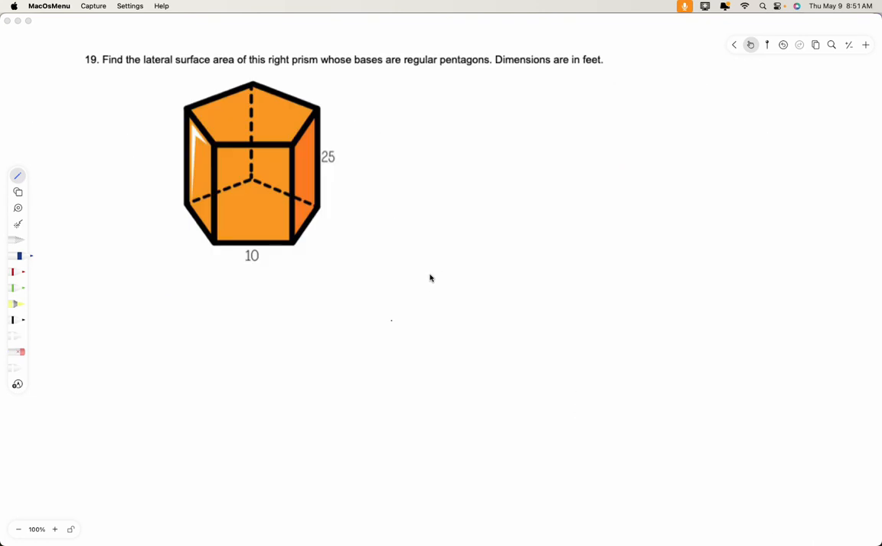Find the lateral surface area of this right prism whose bases are regular pentagons. All right, this is a key word: regular pentagon. That means it's regular. What does regular mean in geometry? It means all the sides are the same, right?